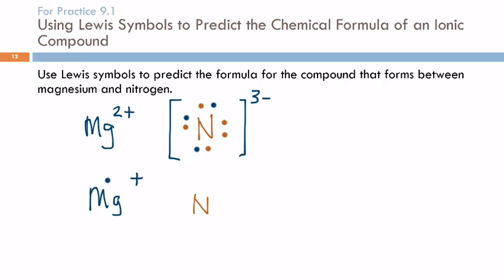Okay, so here's another nitrogen. Nitrogen atom, 5 valence electrons. It's like, give me that electron. Magnesium's like, please, please take this thing.